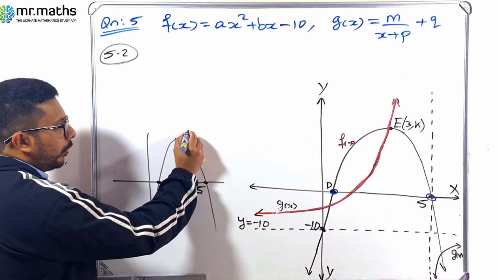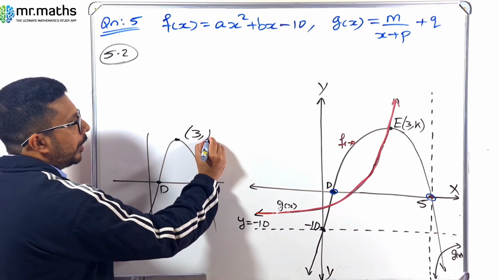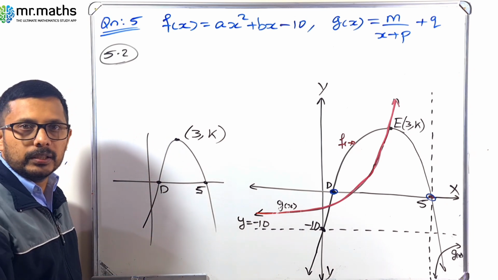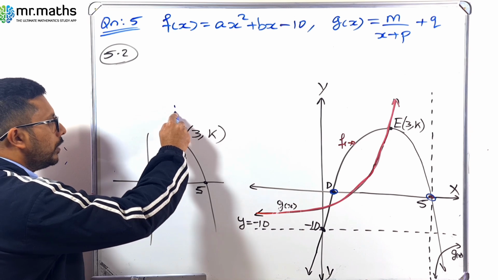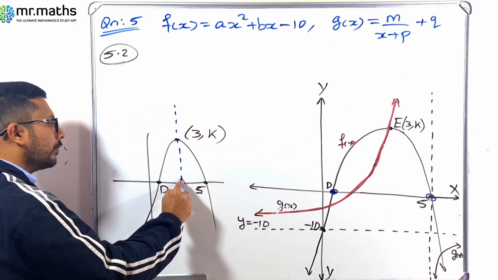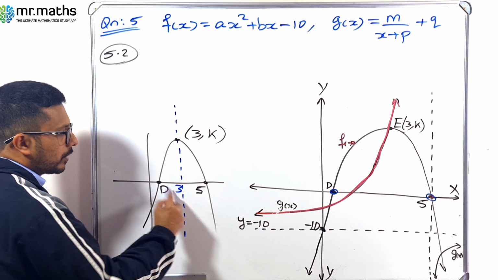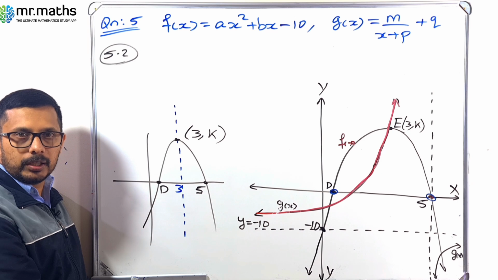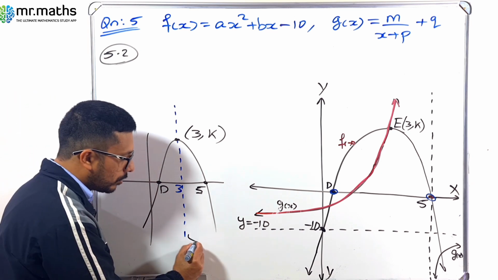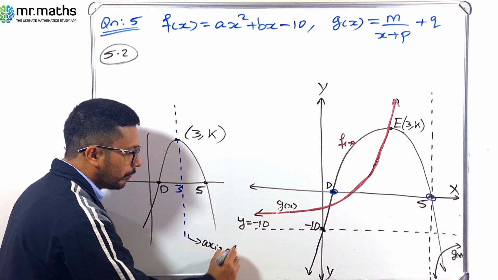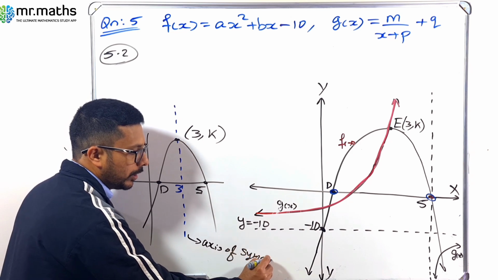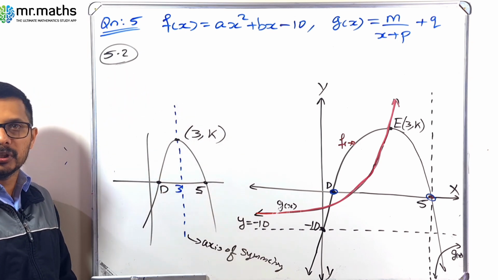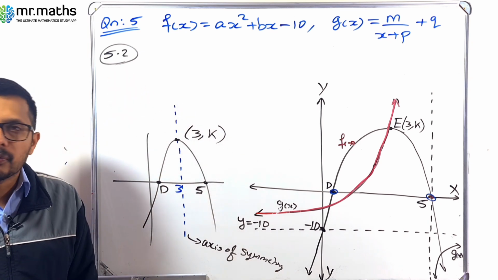And here this point is given as E (3, k). So it means that at this point, the turning point, the x value is 3. What is the meaning of that, guys? Here the x value is 3. What is the name of this dotted line passing through the turning point? That is known as the axis of symmetry. Do you remember that one? The vertical line passing through the turning point is known as the axis of symmetry. What is the meaning of axis of symmetry?